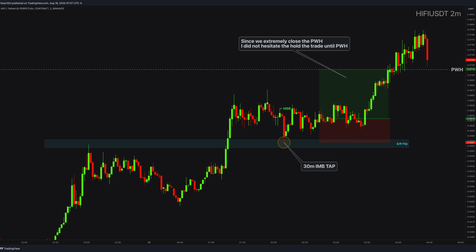If you are very close to these institutional levels, like this previous weekly high, you can target them, but it needs to be really close, like in this example. I think this is a great example how we use our indicator, how we use price action and smart money concepts.